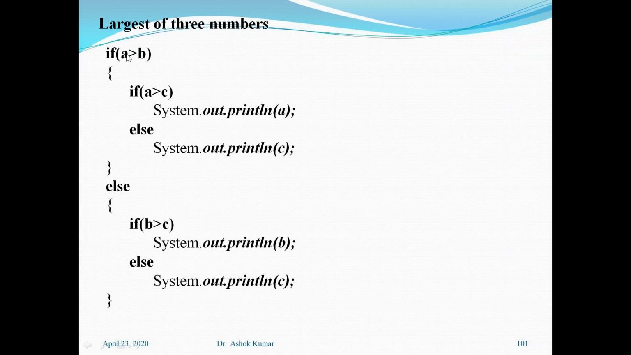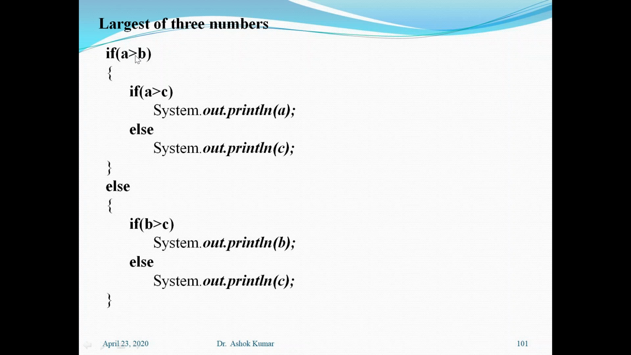So we are testing if A is greater than B. Let's suppose the value of A is 30, B is 20, and C is 10. So 30 greater than 20 is true, so it will run the true part of the outer if statement. This part will be skipped because the outer condition is true. It will evaluate this part. A is 30 as we assumed earlier, C is 10, so 30 greater than 10 is also true, so this will be skipped and this will be executed, and you will get the result 30 over here.